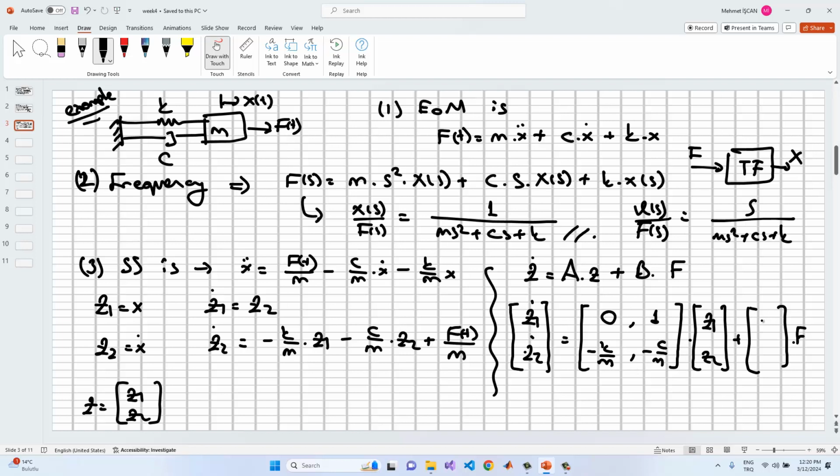And so we have also an F matrix in here. Z1 dot does not include the F, and so we should give the 0. And also Z2 dot includes the 1 divided by M. Okay? And so this is the state space representation of any system. Okay? And so it is always a first order definition. This is the first order, right? Any question?